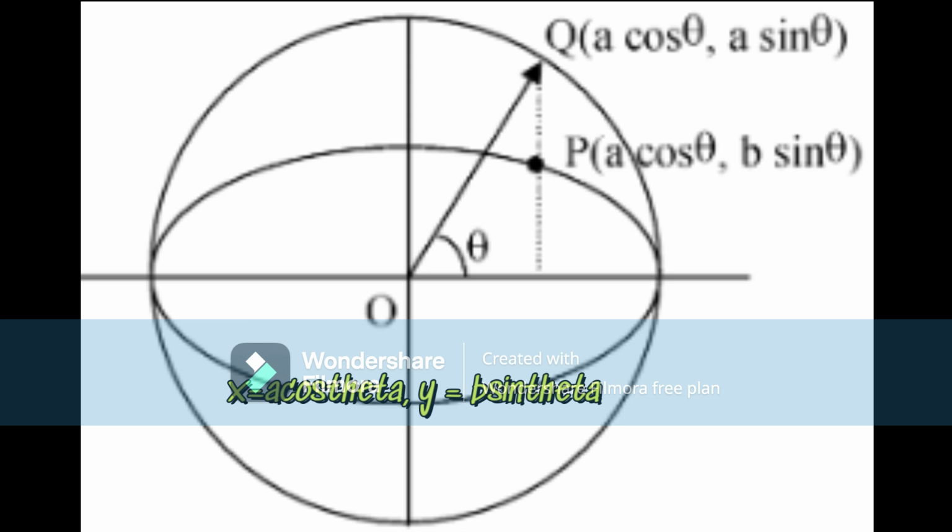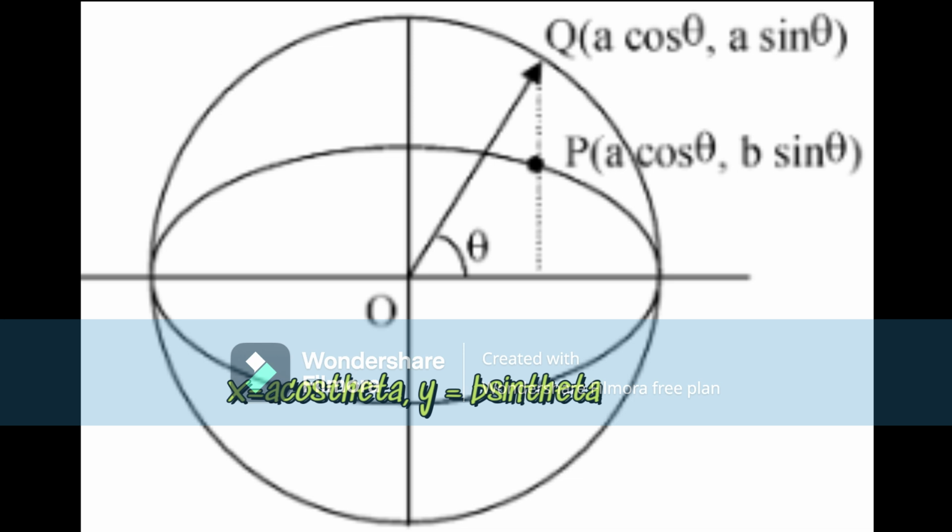Now here we get into the misconception part. Okay, what do people think? Now that we've got this ellipse and a point, any point on the ellipse, people say that x is equal to a cos theta and y is equal to a sine theta. That is not correct. That is not the correct thing to do.